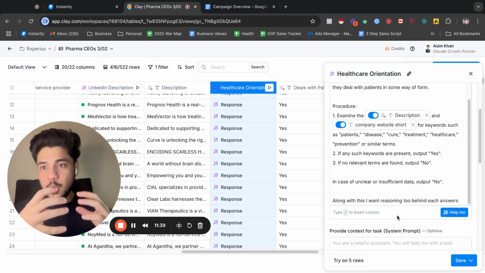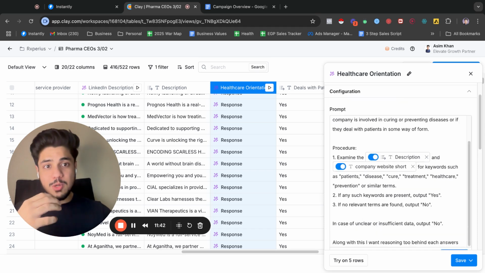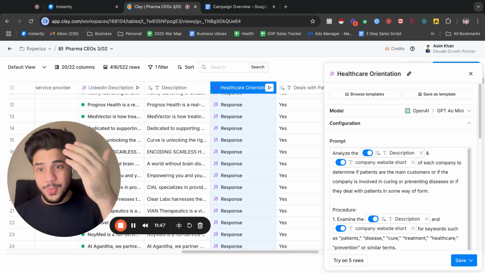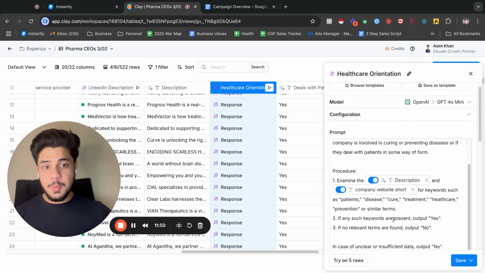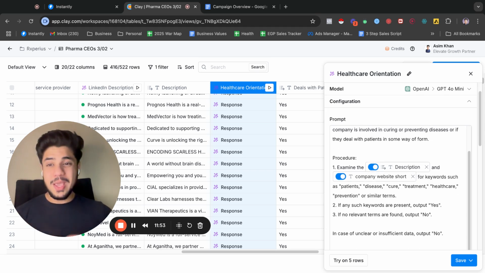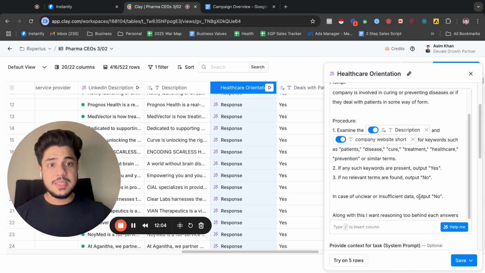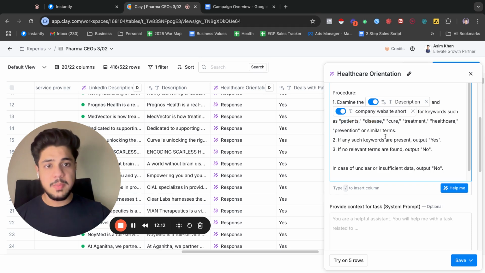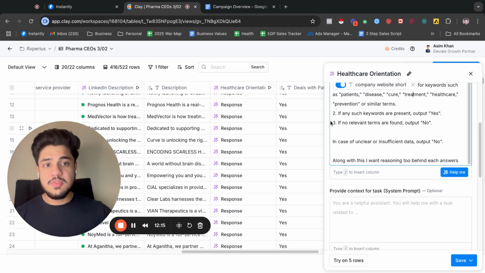When it comes to prompting, my approach is to first give an overview of exactly what outcome you want from that specific task, and then tell them the procedure, like what you would do manually step by step. Make it super simple, or show them in detail every single thing they need to do to make sure the output is accurate. So the procedure is like: examine this, visit the company website, and to understand if this company deals with patients or not, look for things like patients, disease, cure, treatment, healthcare, and so on. If any of these keywords are present, output yes. If they are not present, output no.